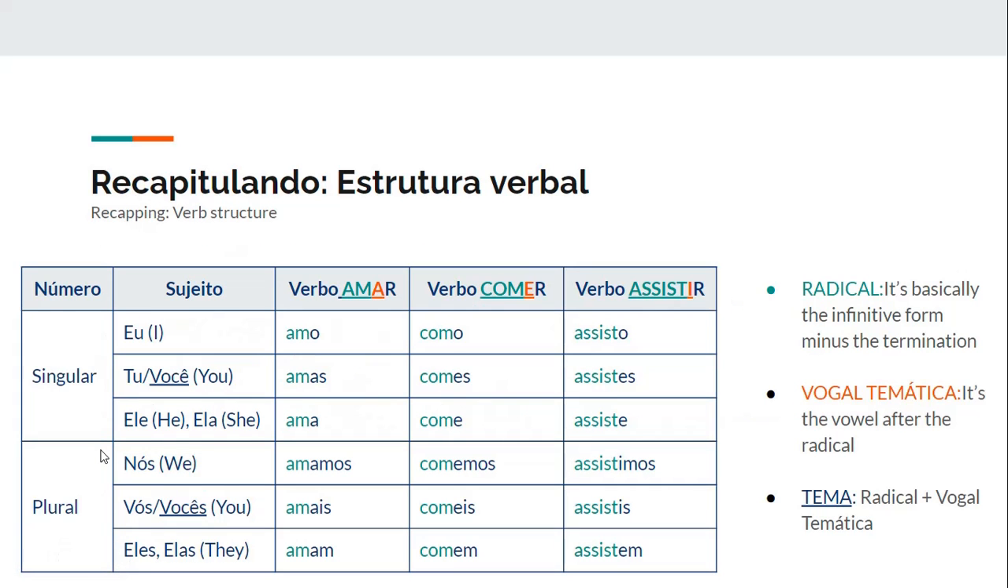So recapping last video, we saw verb structure: radical, vogal temática, and tema. And if it was hard for you to remember and study all of them, then if you only remember radical, that's enough, because we only need radical when we are conjugating a verb. But of course, all of them are important to study, and that's it.